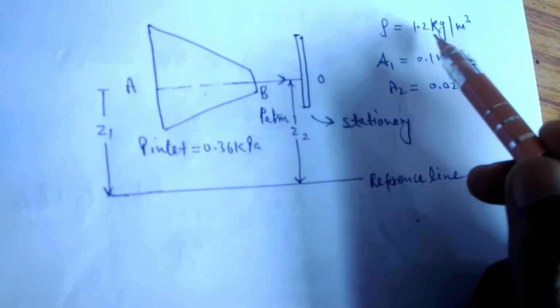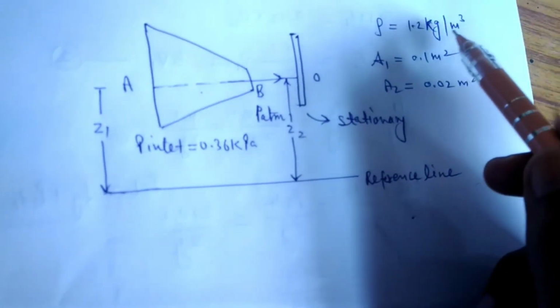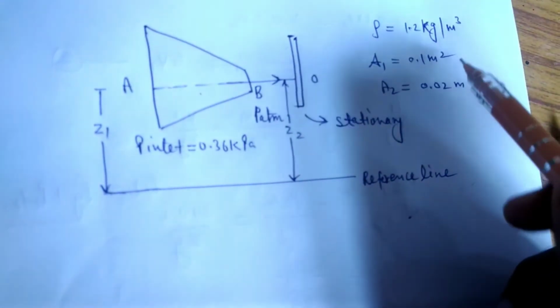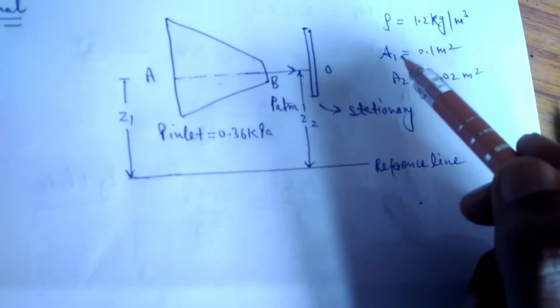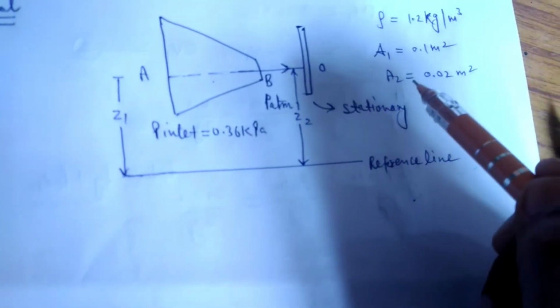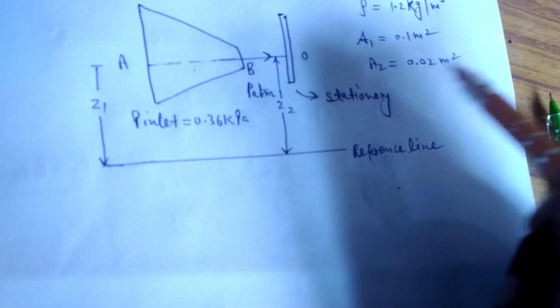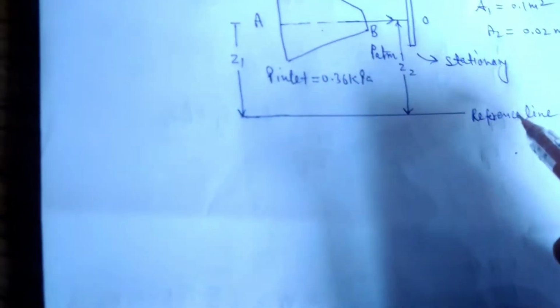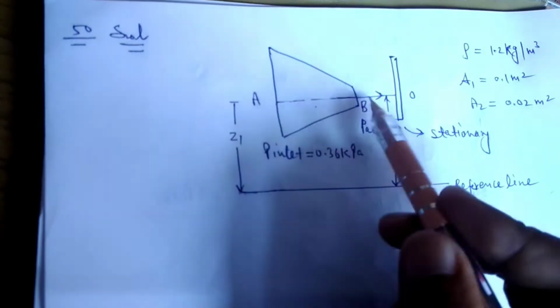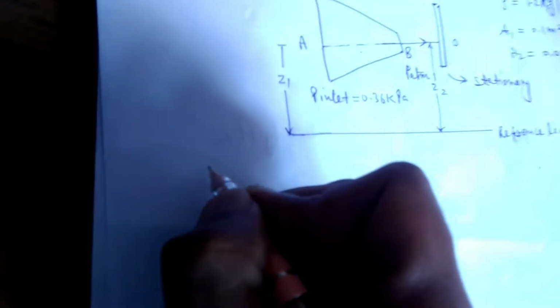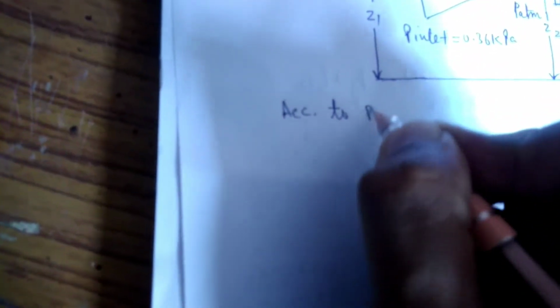These values are given to us. Rho is equal to 1.2 kilogram per meter cube, and A1 and A2 are these values. A1 is the inlet area of the nozzle, A2 is the outlet area of the nozzle, and this is the reference line. Now applying the Bernoulli equation on these 2 points A and B.